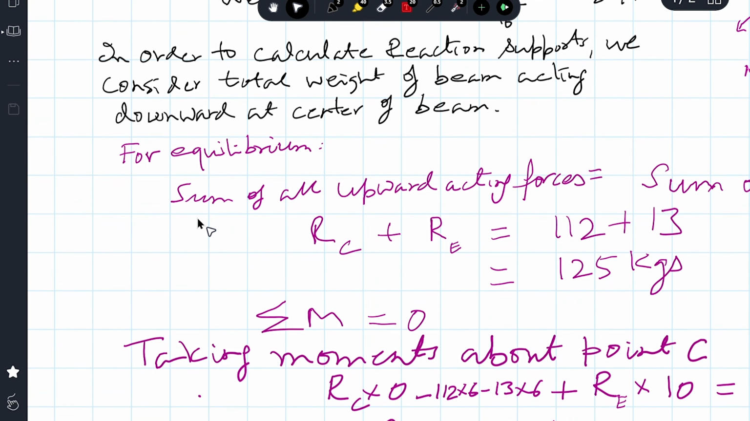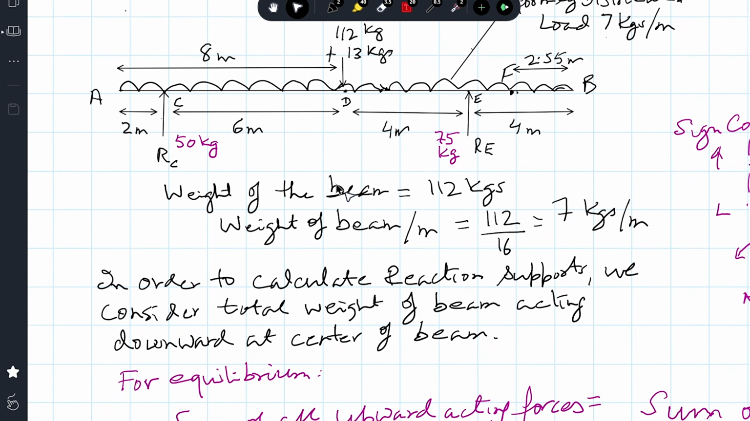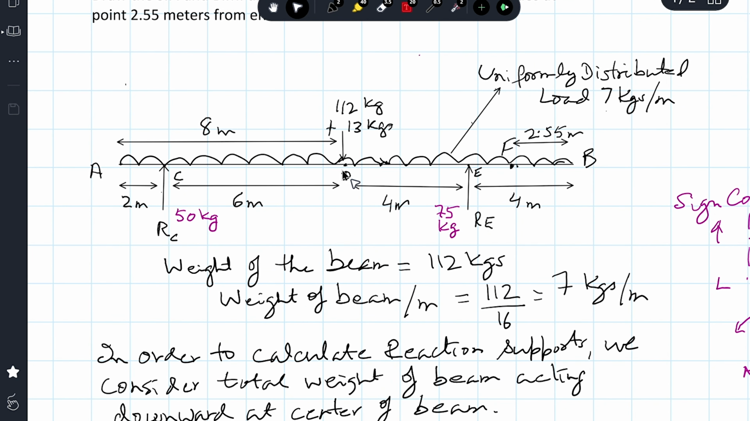So if you write the reaction force at C, you have to multiply it by zero because we are taking moments about this point. There is no lever there. Then the weight of the beam, as I said, for the sake of calculating a reaction, we consider it acting at the midpoint of the beam at point D, which should be 8 meters from each end because it's the center. The support is 2 meters inward. So the point D, the mid length of the beam, is 6 meters from the support, reaction support, this point C.